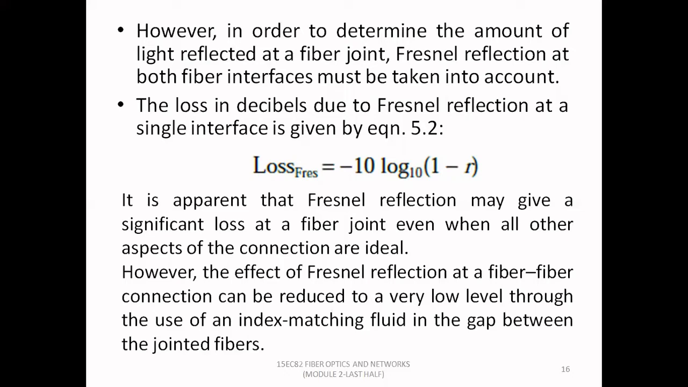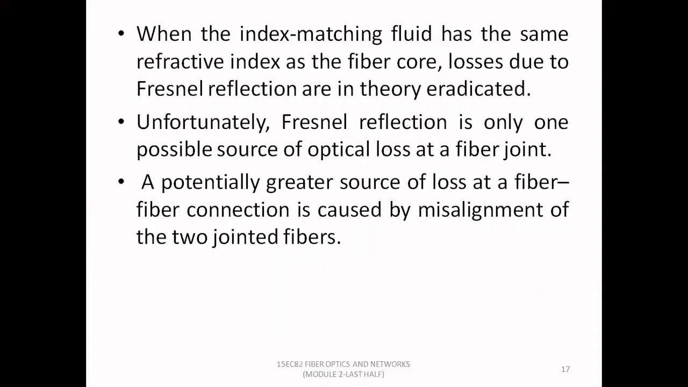However, the effect of Fresnel reflection at a fiber-to-fiber connection can be reduced to a very low level through the use of an index matching fluid in the gap between the jointed fibers. When the index matching fluid has the same refractive index as the fiber core, losses due to Fresnel reflection are in theory eradicated. Unfortunately, Fresnel reflection is only one possible source of optical loss at a fiber joint. A potentially greater source of loss at a fiber-to-fiber connection is caused by misalignment of the two jointed fibers.